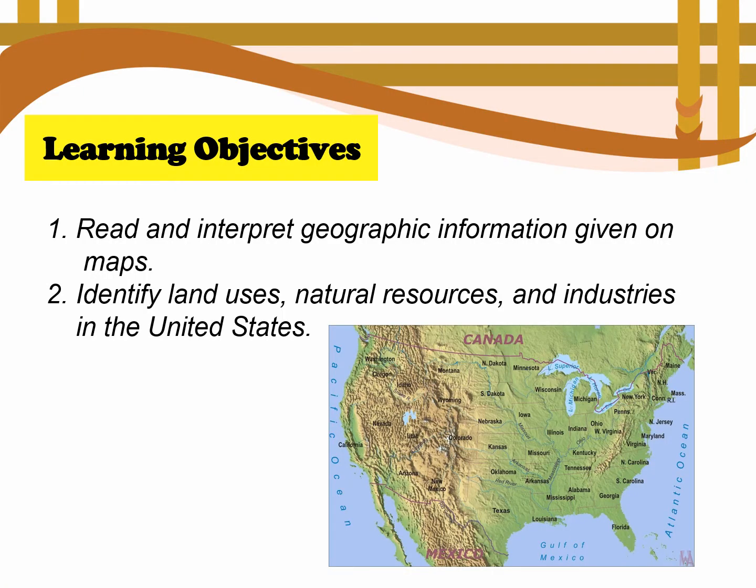The learning objectives of the lesson are, first, to read and interpret geographic information given on maps, and number 2, to identify land uses, natural resources and industries in the United States.